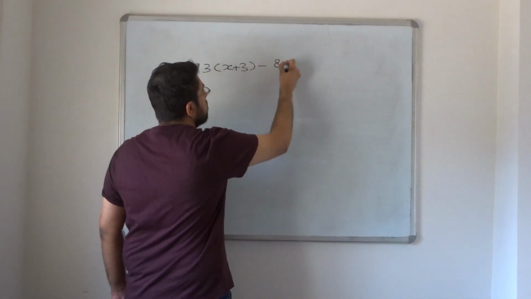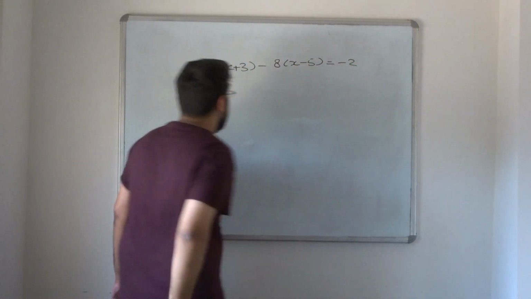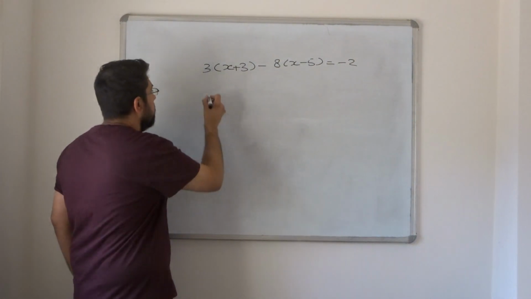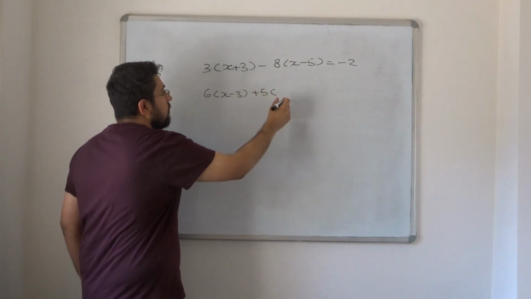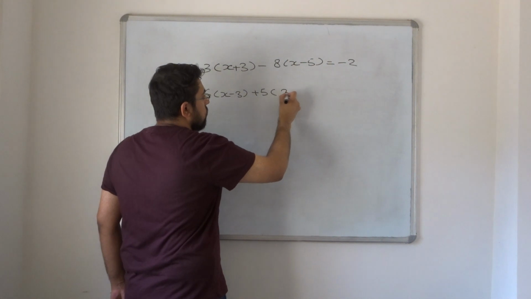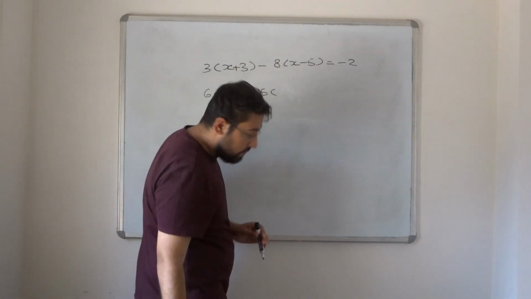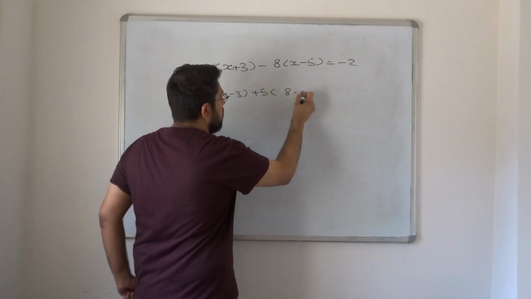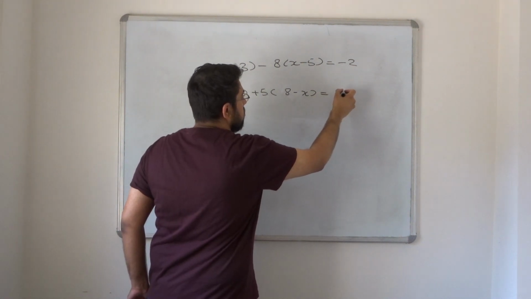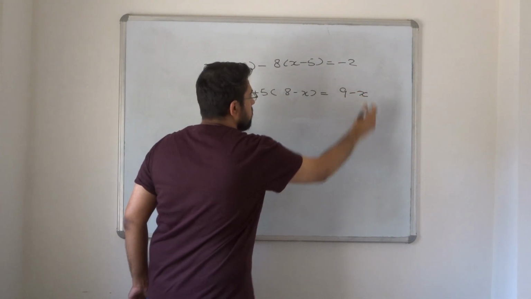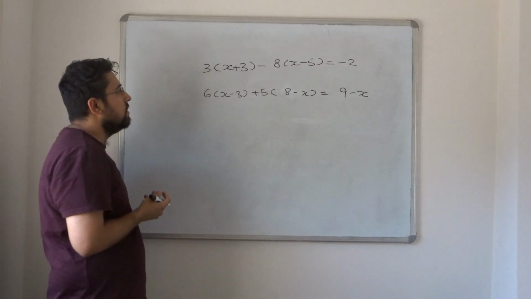Minus 8x minus 5 equals negative 2. Okay? Try solving this one. 6 minus 3 plus 5. 3 minus 5. 8 minus x gives you maybe, I don't know, 9 minus x. Okay? So why don't you guys try solving these two?